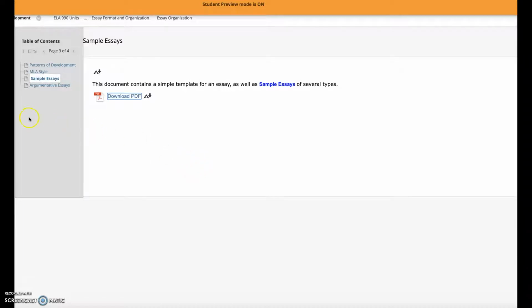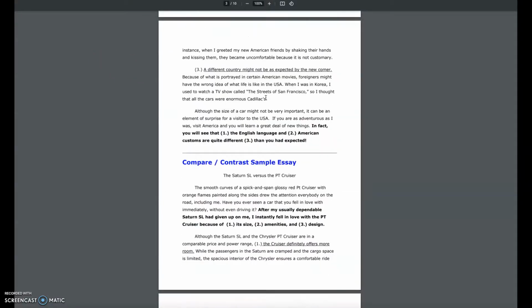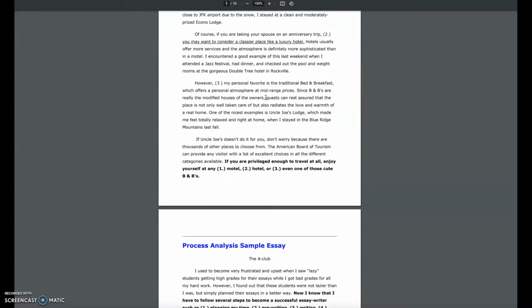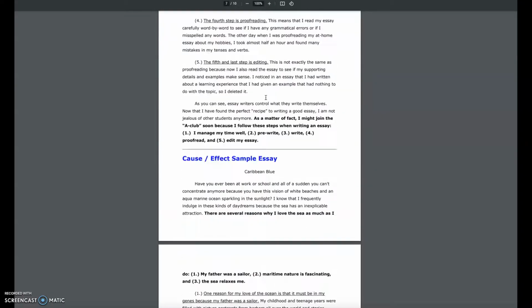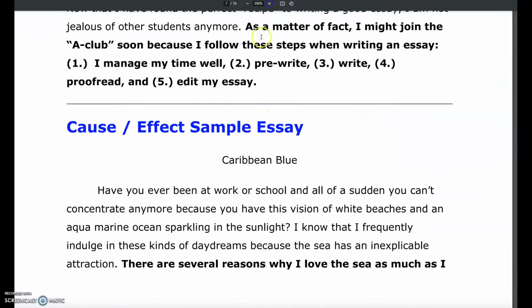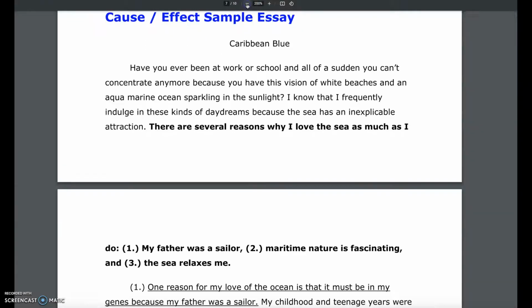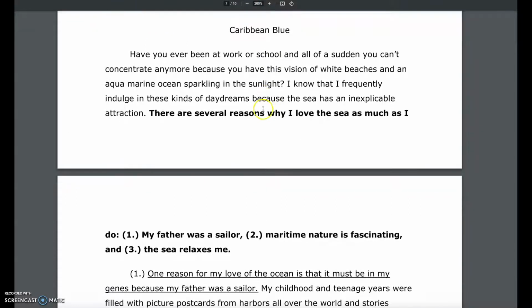Hello students, today we're going to look at the cause and effect sample essay. We're going to click on download PDF, scroll all the way down to page 7. Here we are. I am going to read this essay one paragraph at a time and talk about organization. So let's get started.